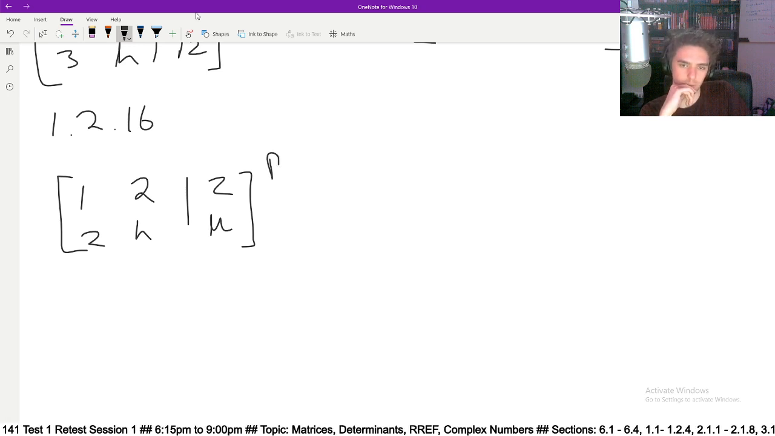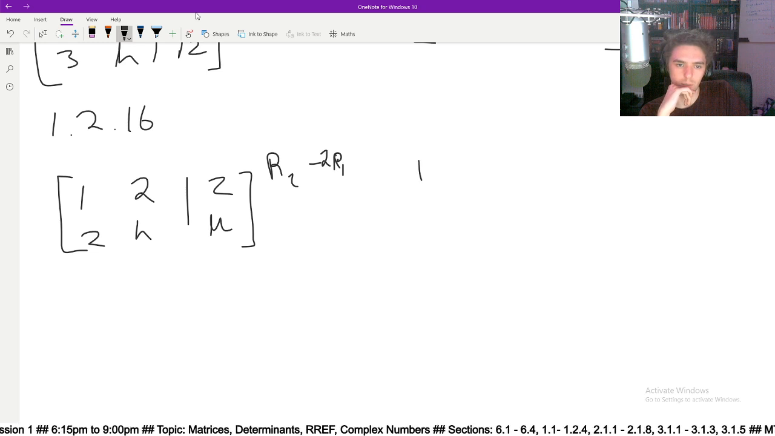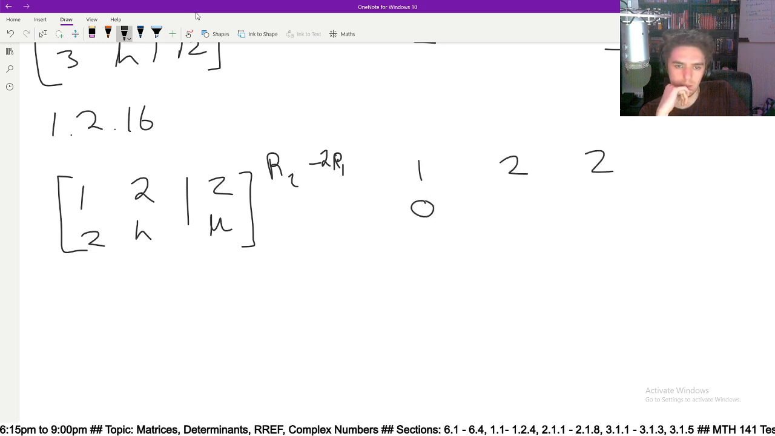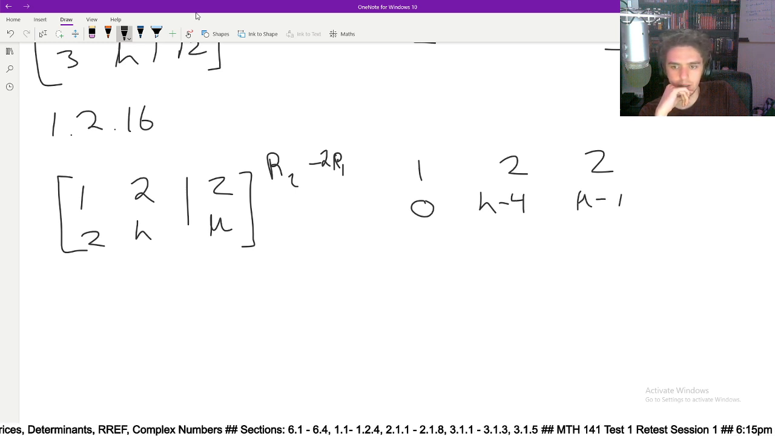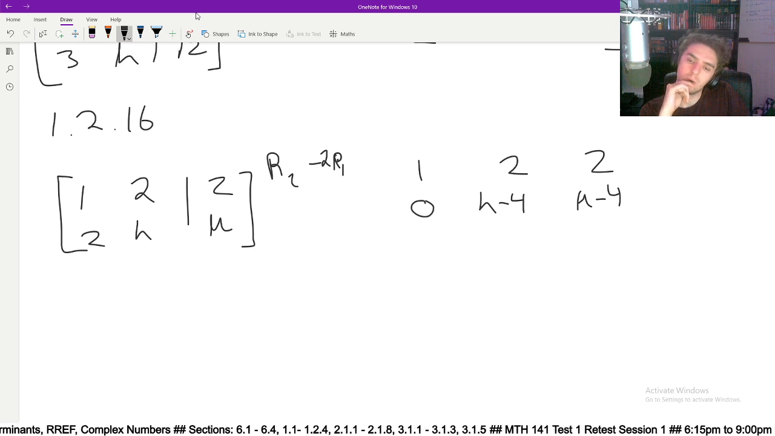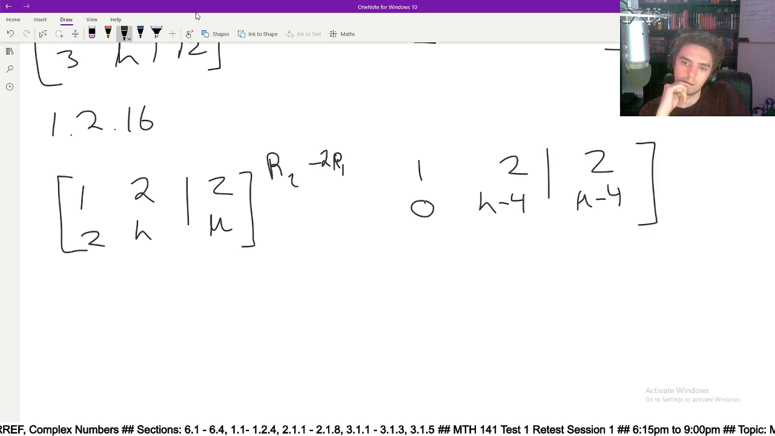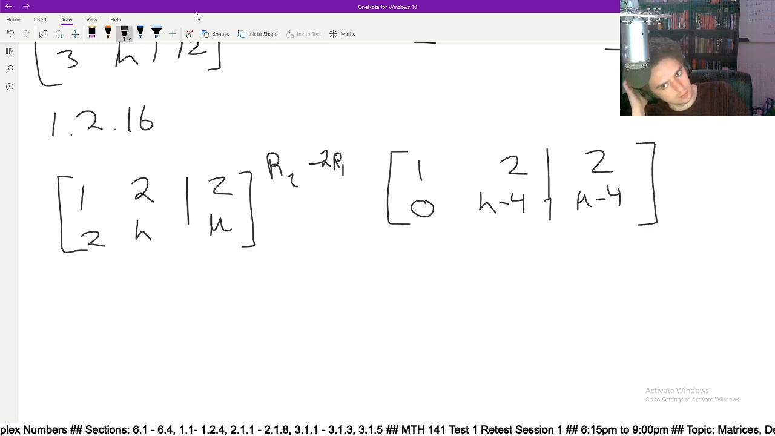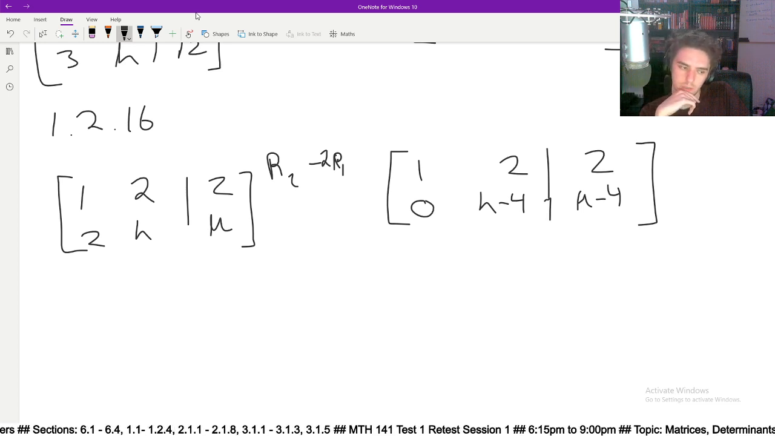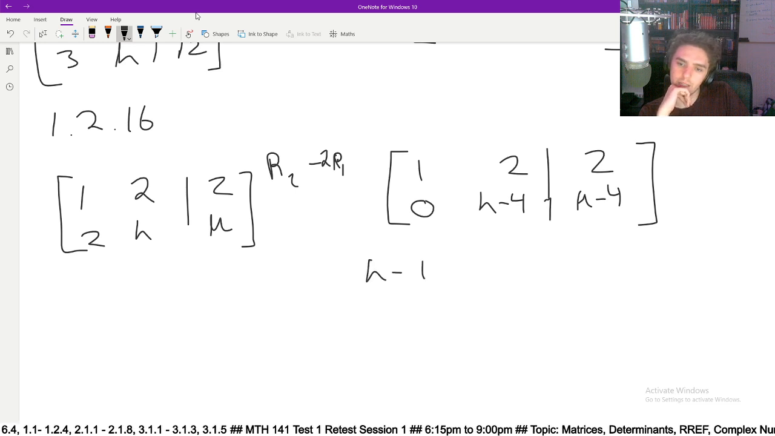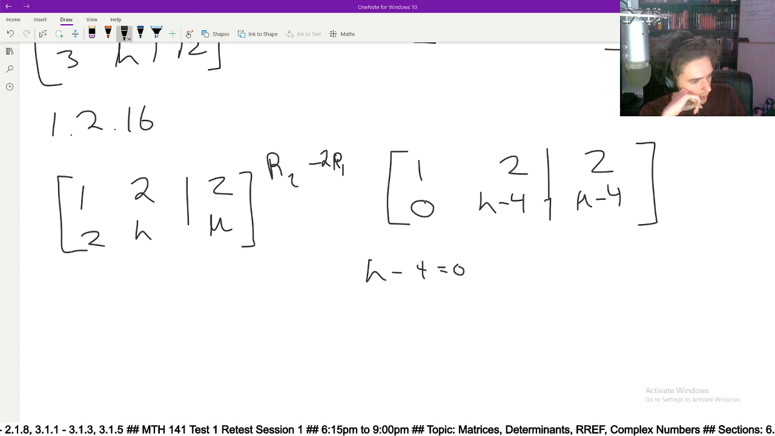So that's h and that's k. Okay, so then I'm going to do row 2 minus 2 row 1. So it's going to be 1, 2, 2, 0, h minus 4, and then k minus 4. Okay. So, what do we know? We have something on the last row with the leading coefficient right next to the augmented column.